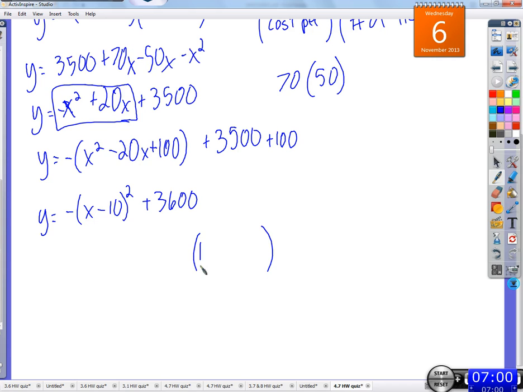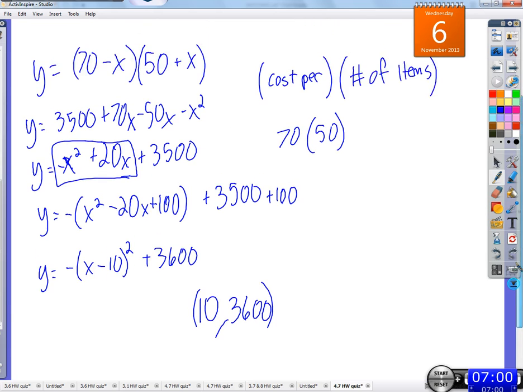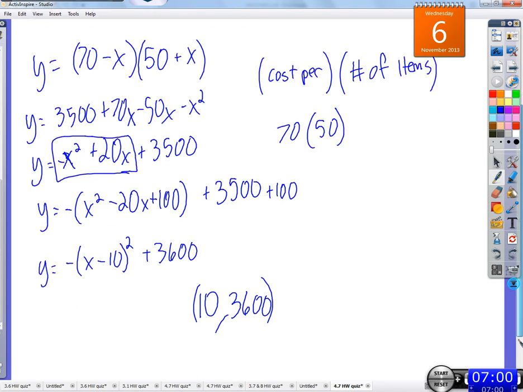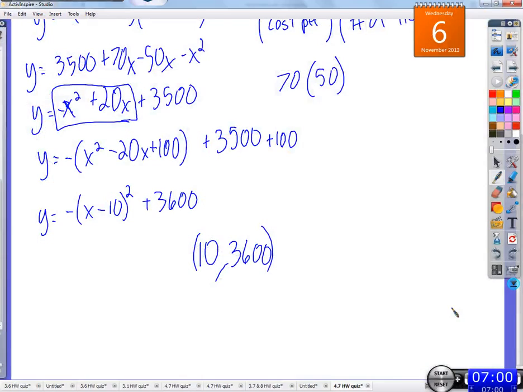The vertex is 10, 3,600. Okay, 10 what? Dollars. Subtract $10 from the cost of your skateboard, sell it for $60. Also, this x is 10, so you're going to expect to sell 10 more boards. Charge 10 less dollars, expect to sell 10 more boards, and make, well, what is that? $3,600 is the most money you can expect to make with skateboards in that scenario.